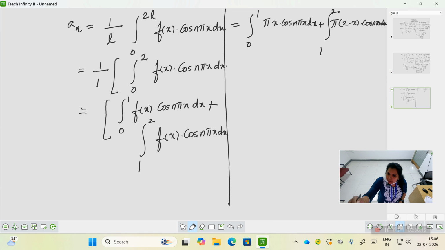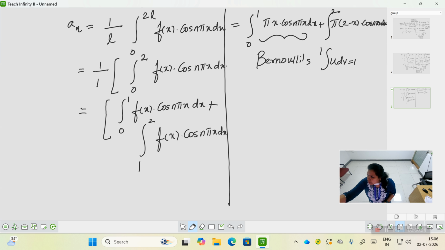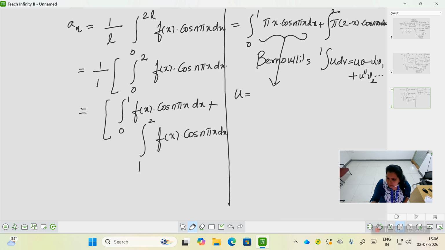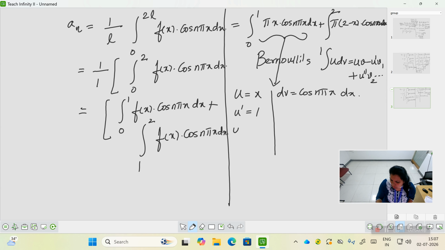Now we are going to calculate this by Bernoulli's formula. What is Bernoulli's formula? Integral u dv is uv minus u dash v1 plus u double dash v2, etc. From this, take pi outside. For the first calculation, u is x and dv is cos n pi x dx. So u dash is 1, u double dash is 0, and v is sin n pi x by n pi.